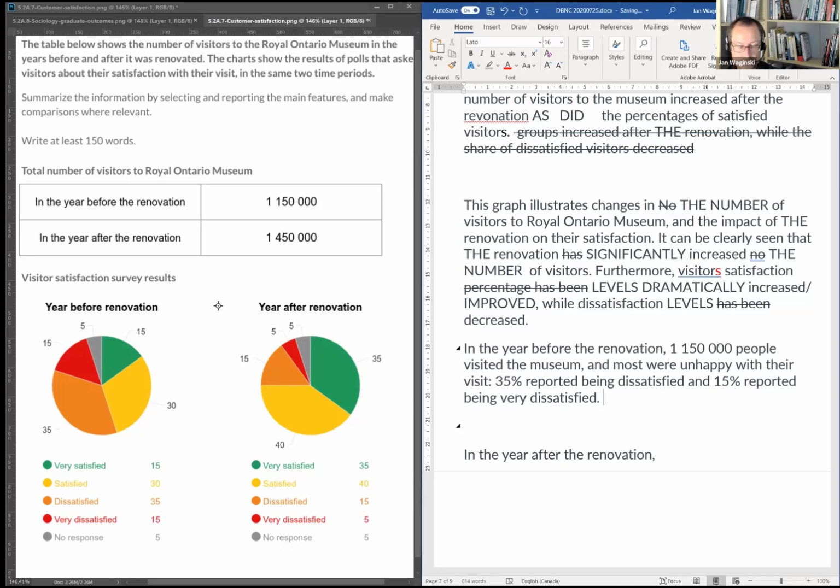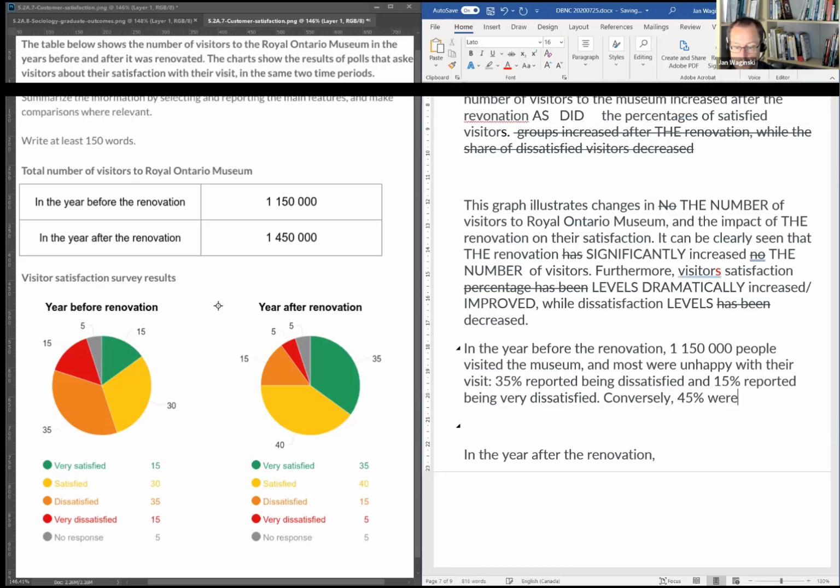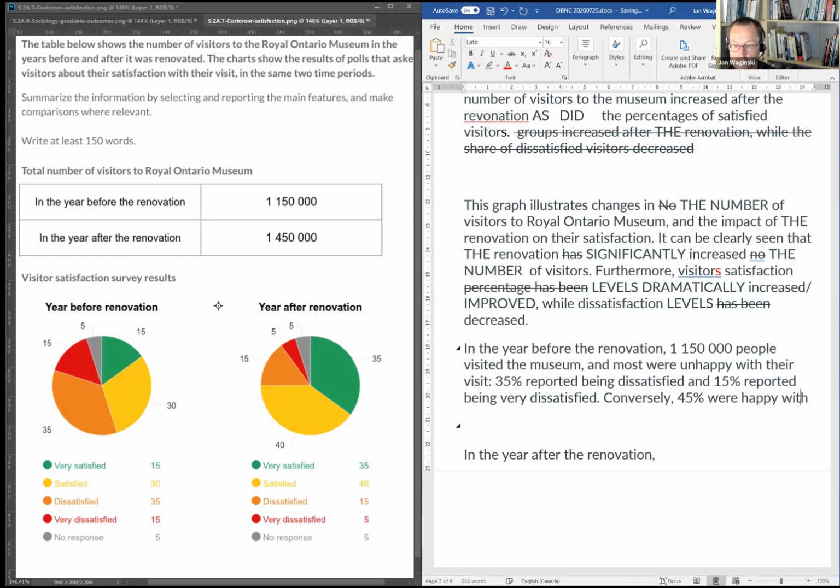Now, what about the opposite side? 5%. Yeah, use a transition. Conversely, 45% were happy with their visit. And here we can use the word comprising to break it down. So how do you break down that 45% category?